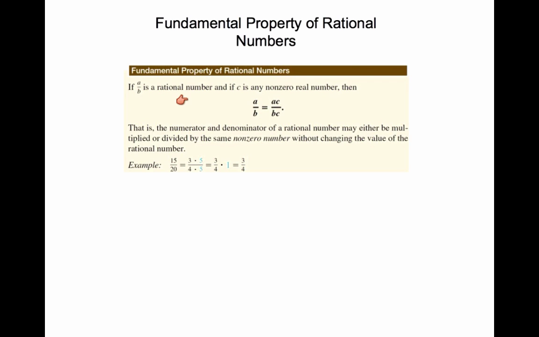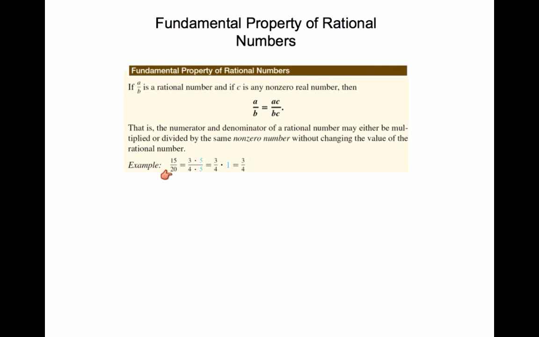If A over B is a rational number and if C is any non-zero real number, then A over B is equal to AC over BC. That is, the numerator and denominator of the rational number may either be multiplied or divided by the same non-zero number without changing the value of the rational number.